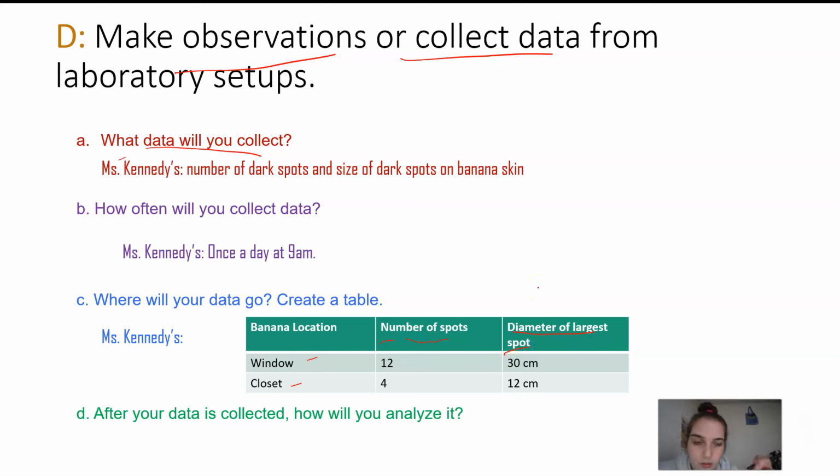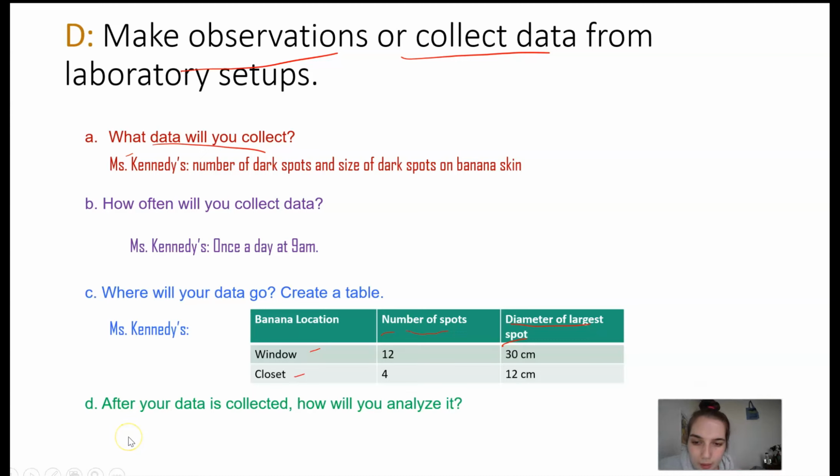So I'm just picking the largest spot on the banana, I'm going to measure it. Okay, I made these numbers up, but this is what your data could look like, this sort of table. And the last part about your data is you have to actually analyze it. You've got to do something with your data.